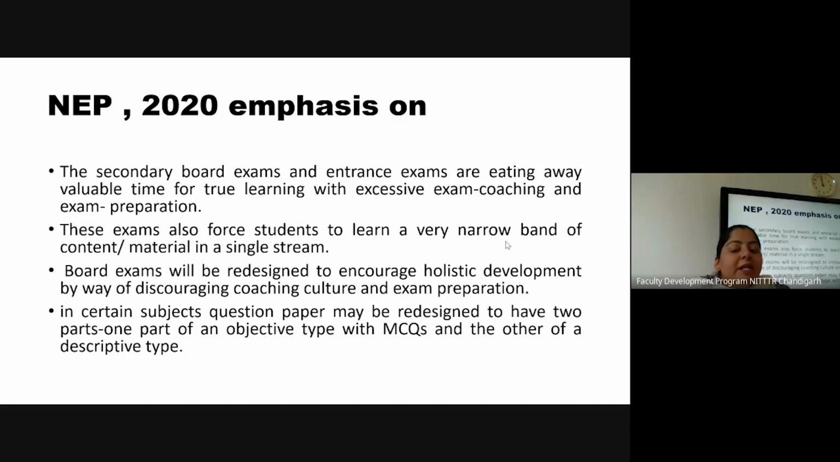One part of an objective type with MCQ and the other part of descriptive type. So the question paper must have a variety of statements so that it is possible for us to check the overall performance of the student as per the different levels of taxonomy.